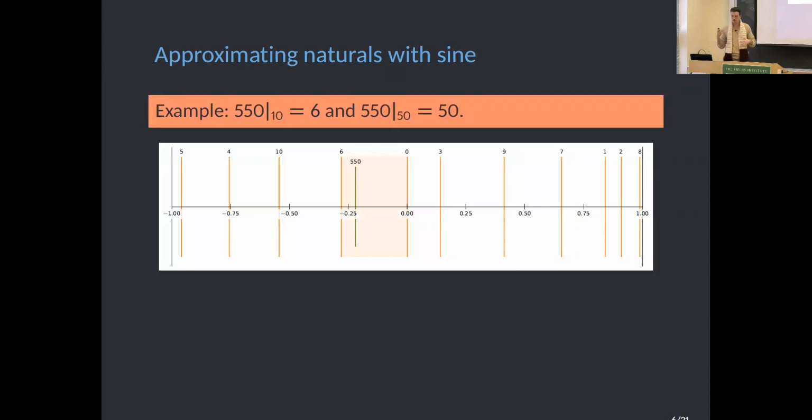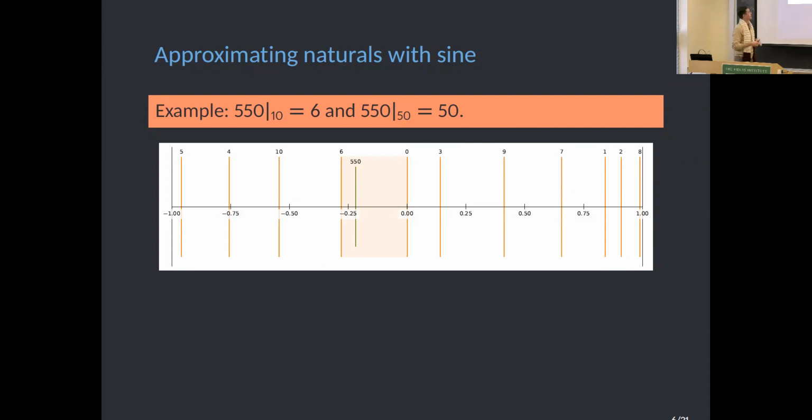Cool, and this is probably best visualized. So here we have a picture. It might be a little small for those attending in person, but if we consider the best approximation of 550 up to 10, the way we can think about that is by having this sort of mesh on the interval -1 to 1, and we can mark all of the sine values of natural numbers up to our degree of approximation, in this case 10. You can see at the top, let's see, there you go, we have all the numbers 0, 1, 2, 3, 4, all the way up to 10.